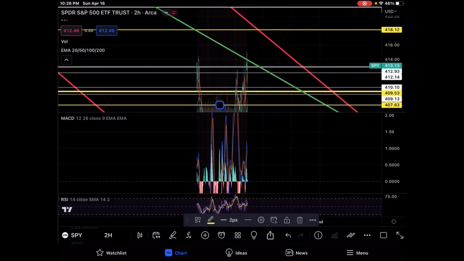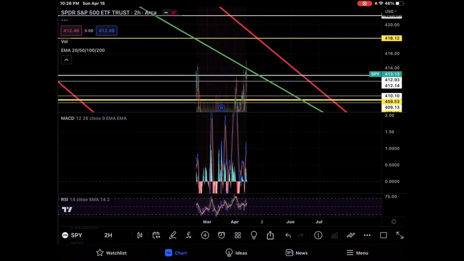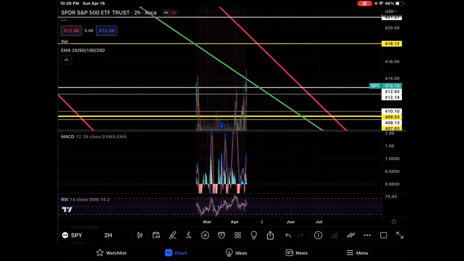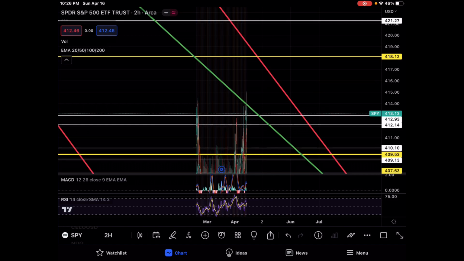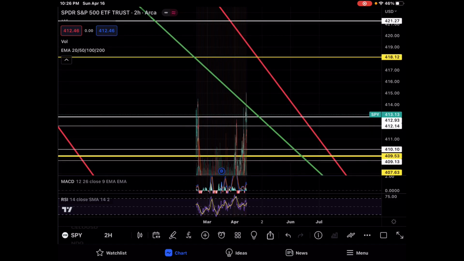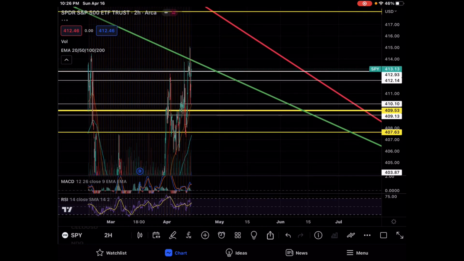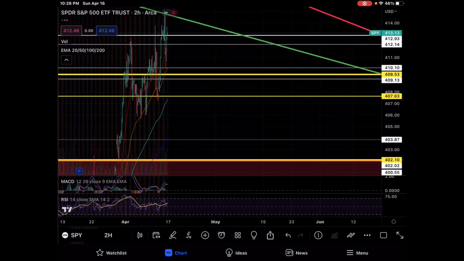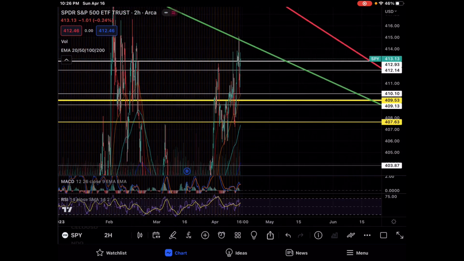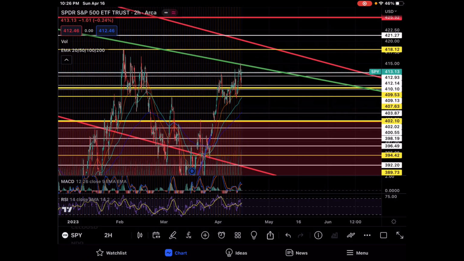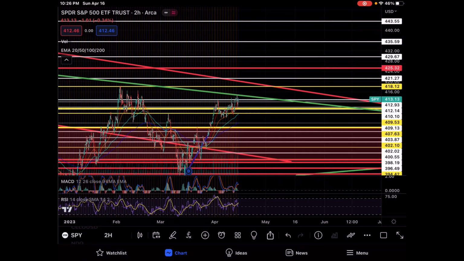a better idea perhaps of, well, that MACD just went all the way up there, didn't it? Let's bring that back down to size. Okay, so maybe this is going to work. Maybe, yeah, there we go.